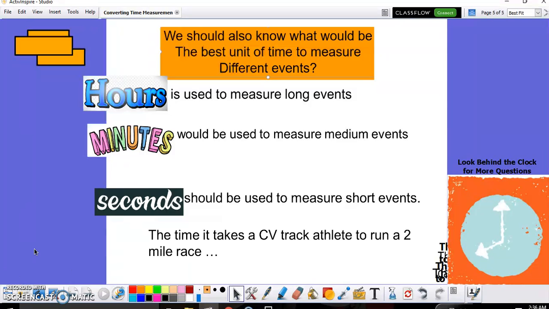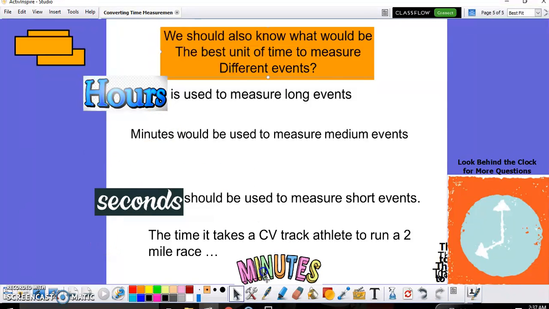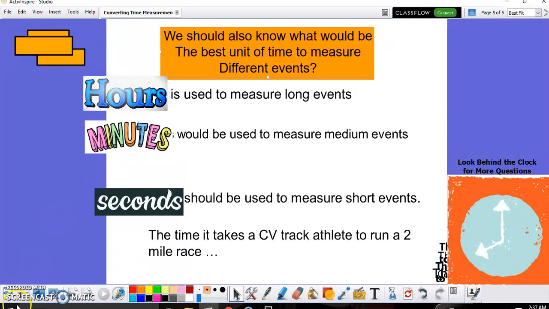The first question asks you to determine the best unit of time measurement for the time it takes a CV track athlete to run a 2-mile race. Hours, minutes, or seconds. What do you think? The answer is minutes. It's going to take a CV track athlete some minutes to complete this 2-mile race. Let's move on to the next question.